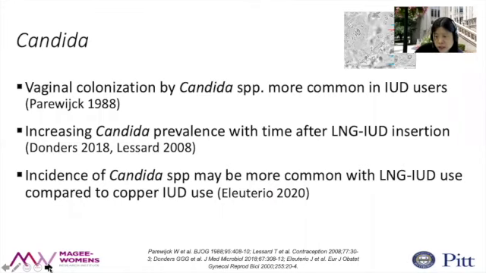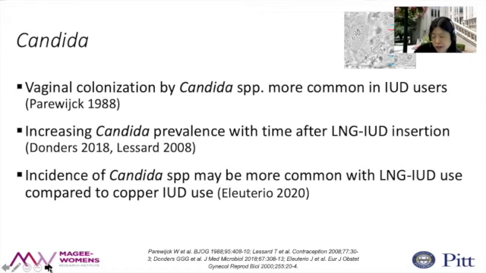In a prospective study by Donders et al., looking at the short and long-term effects of LNG IUD insertion on vaginal microflora, they found an increase in Candida prevalence over 5 years after insertion. Lassard et al. similarly found higher rates of candidiasis detected on Pap tests after 4 years of use of LNG IUDs. And a cross-sectional study looking at liquid-based cytology results found a higher incidence of Candida species with LNG IUD users compared to copper IUD users, particularly with longer-term use.